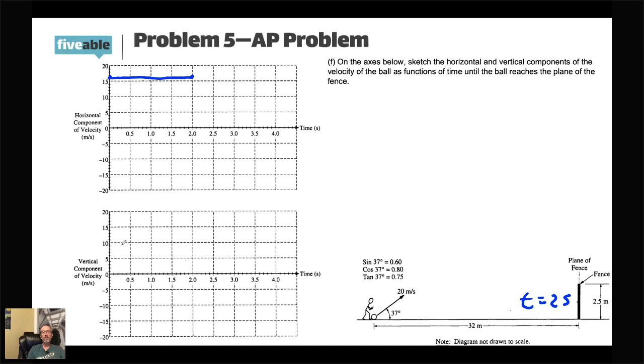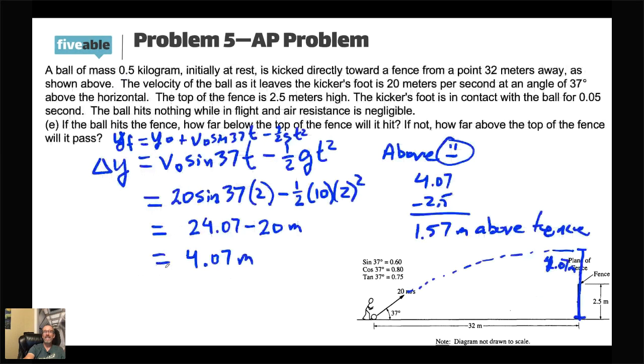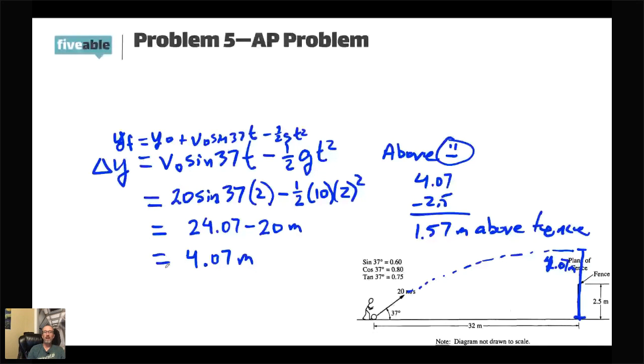The weird thing is the vertical component of our velocity is not going to be a horizontal line. We know that it starts with a somewhat large velocity, and then that velocity decreases uniformly. So let's go back. Our original velocity in the y direction, remember, was 20 times the sine of 37. But it's not times 2, so be careful. We don't want this. We want just 20 times the sine of 37.